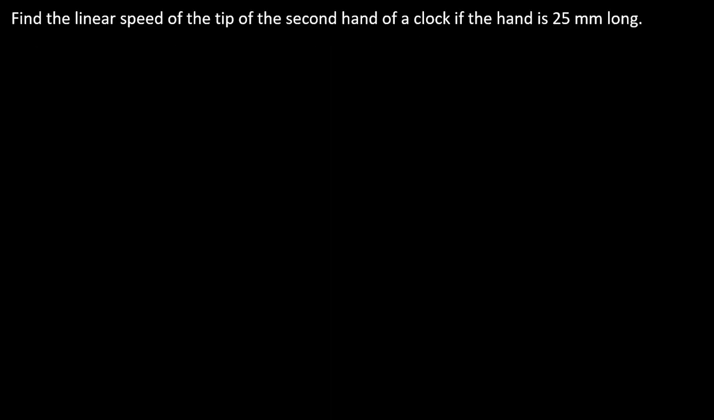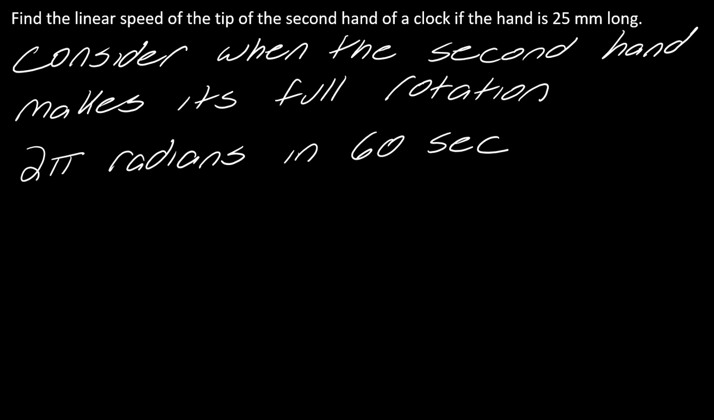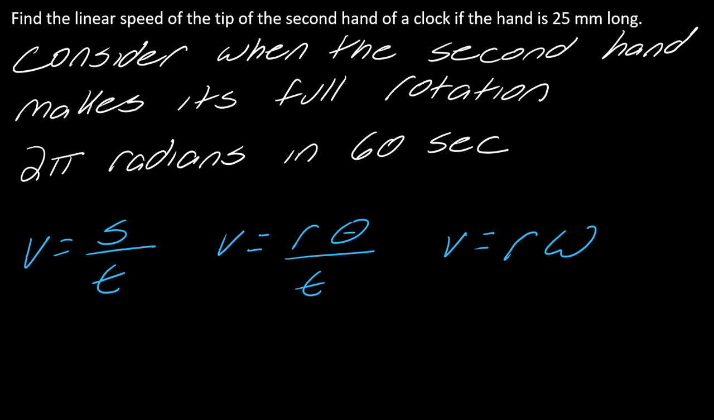Next, find the linear speed of the tip of the second hand of a clock if the hand is 25 millimeters long. For this one, we want to consider when the second hand makes its full rotation once again. Maybe take a second to think about that. When does that second hand make its full rotation? It goes 2 pi radians in 60 seconds. In this case, we're being asked to use linear speed, and we have these 3 different formulas for linear speed. You just want to think about what information you've been given that will lend itself to which formula you want to use.